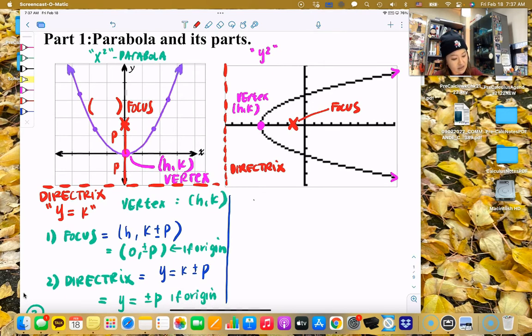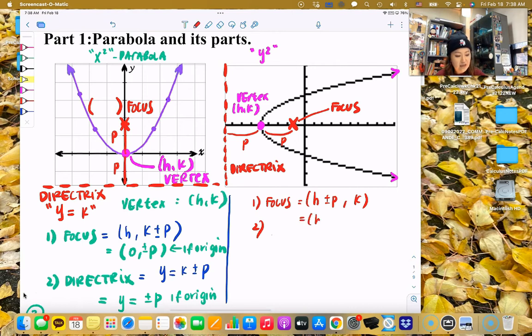All right, so let's discuss. Same kind of thing, guys. Number one, focus. Where is the focus? How is it affected? Is the x coordinate affected or the y coordinate? Which one's affected? The h, obviously. So you're going to go h plus or minus p, the p amount, because this is the p distance and this is also the p distance. And then the k does not change. Oh, I know what you're wondering: how about the origin? If it's the origin, easy peasy, h plus or minus p, but it's the origin.